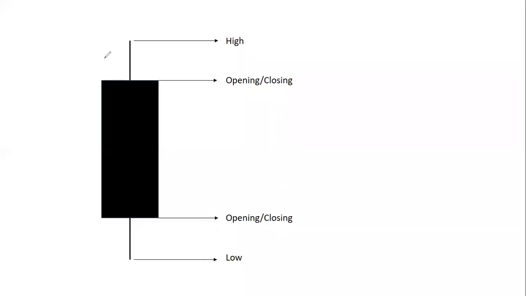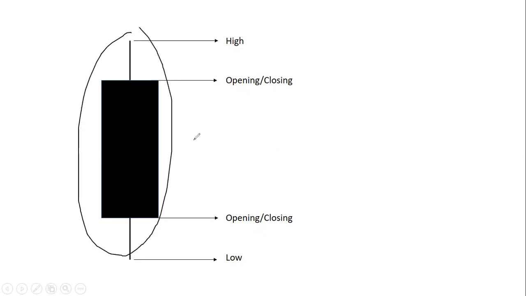Now, this is a basic candlestick here, right? Where we have the high, we have the opening or closing, and we have the opening and closing again. As you can see, I did write opening here and also here, right?